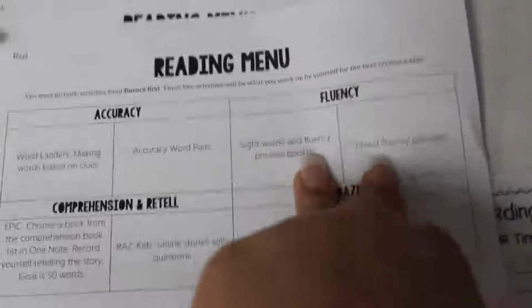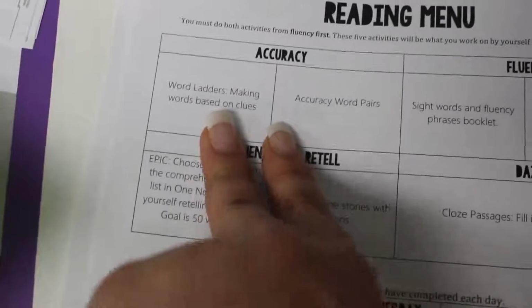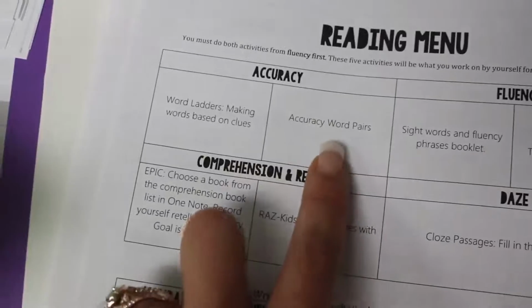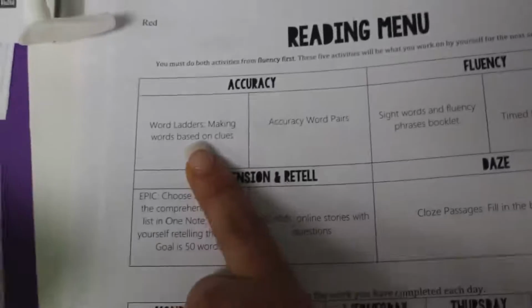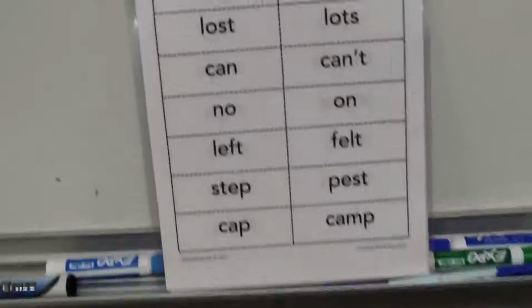Once he finishes his fluency, he knows that his next goal that he's working on is accuracy. For accuracy, we have accuracy word pairs and we have word ladders. Accuracy word pairs are really awesome. It's a really great way for kids to work on their accuracy.